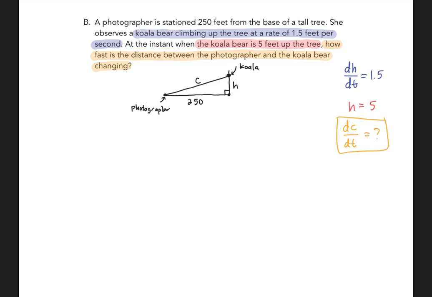So we'll say 250 squared plus h squared equals c squared. All right, and we'll take the derivative of both sides. The derivative of 250 squared is 0, so that'll go away. The derivative of h squared is 2h dh/dt.